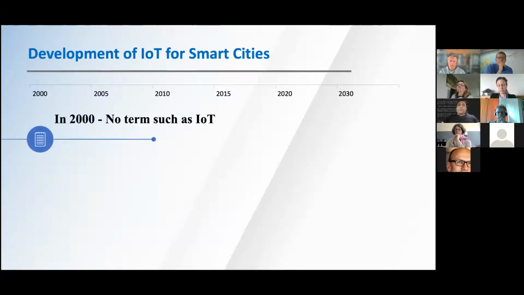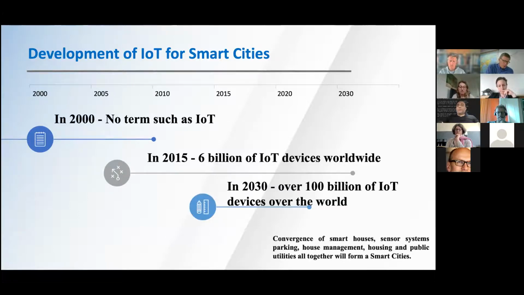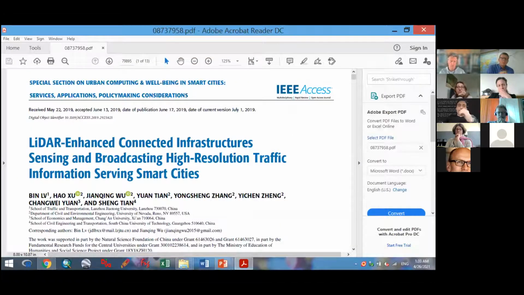For example, just 20 years ago, we didn't have any term like Internet of Things, but in 2015, we have 6 billion devices worldwide. In 2030, we will have over 100 billion devices that are connected. So it's growing really exponentially.